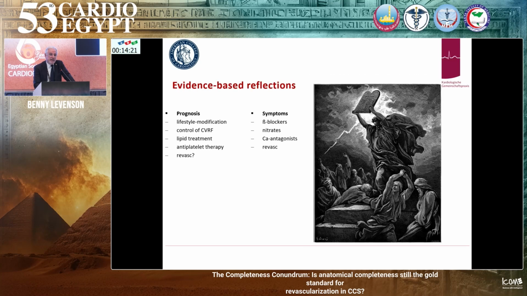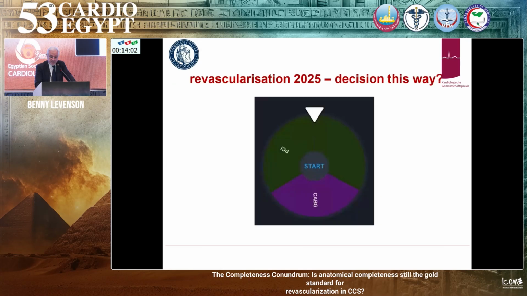And there are evidence-based reflections. We're talking about prognosis, we're talking about symptoms. Prognosis is lifestyle modification, control of risk factors, lipid treatment, antiplatelet therapy, and then the question, revascularization, yes or no. And symptoms, to treat symptoms, beta blockers, nitrates, calcium antagonists, and again, revasc.